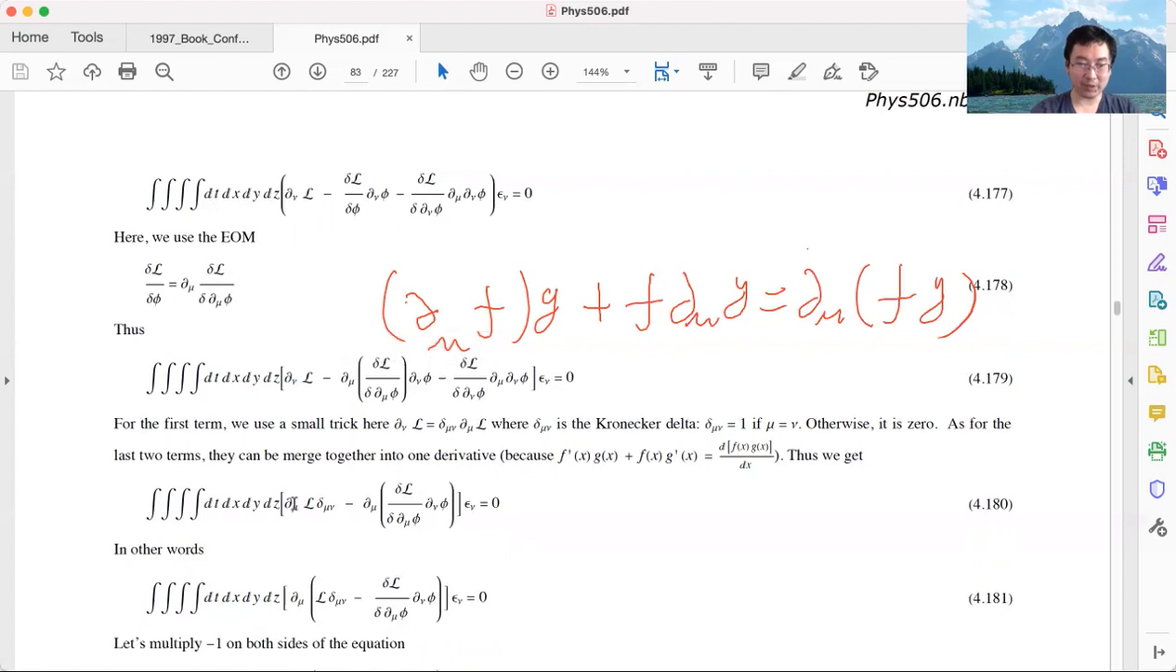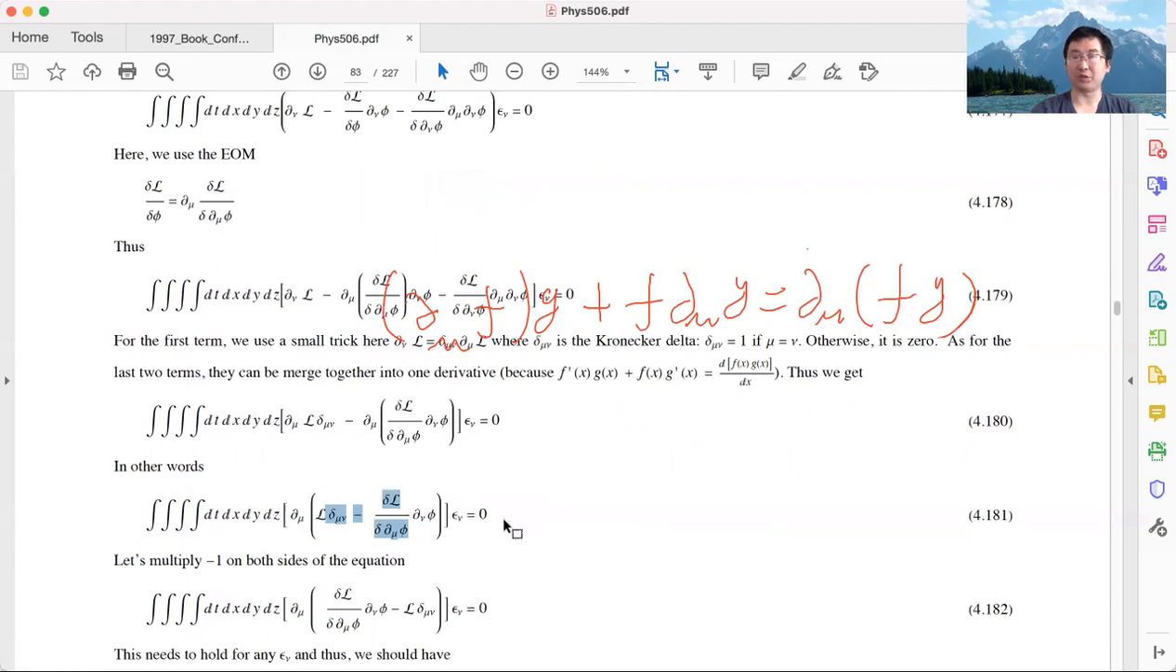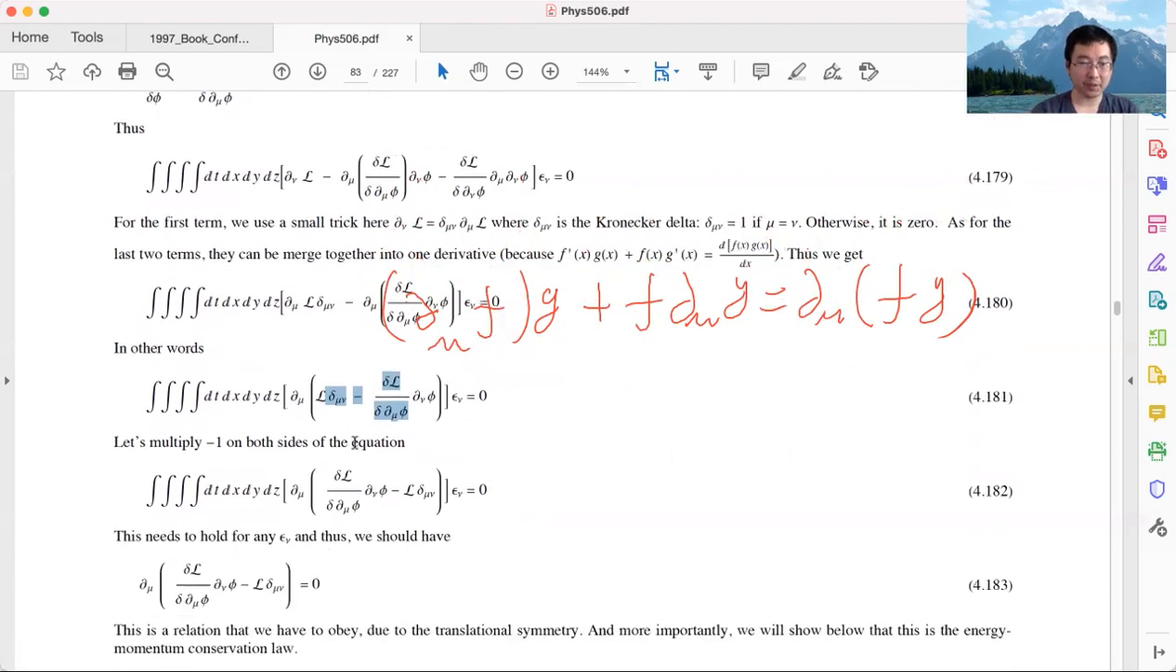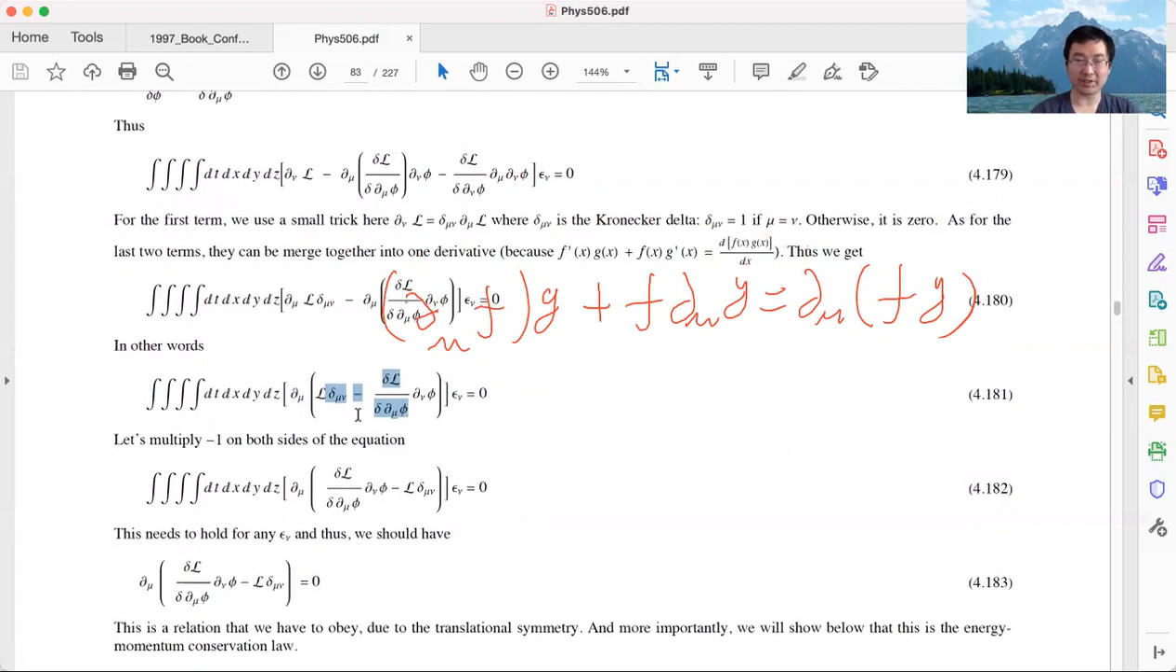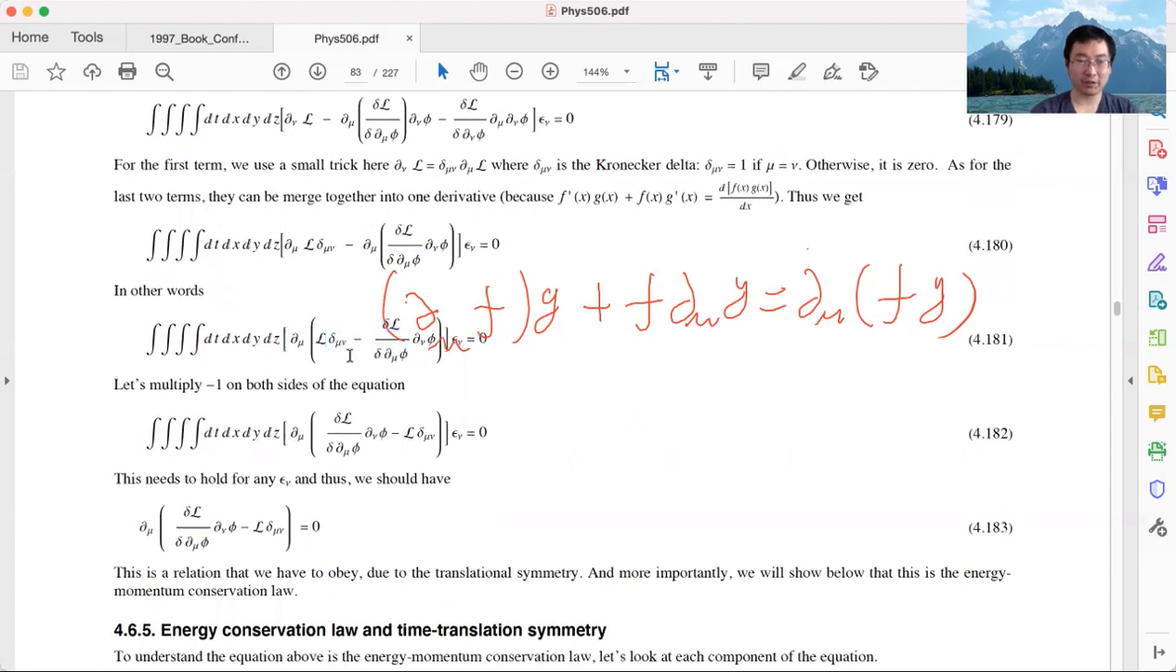After this trick, I have partial mu here. I have another partial mu here. So I can pull the common derivative out. So it's a partial mu of the two terms combined together. So this term needs to equal 0 to preserve the translational symmetry. Let me multiply -1 on both sides. For historical reasons, people choose to do that. If we multiply a -1 to that, this term becomes here, and the L term becomes a -L term here. I switch these two terms by multiplying -1 on both sides.